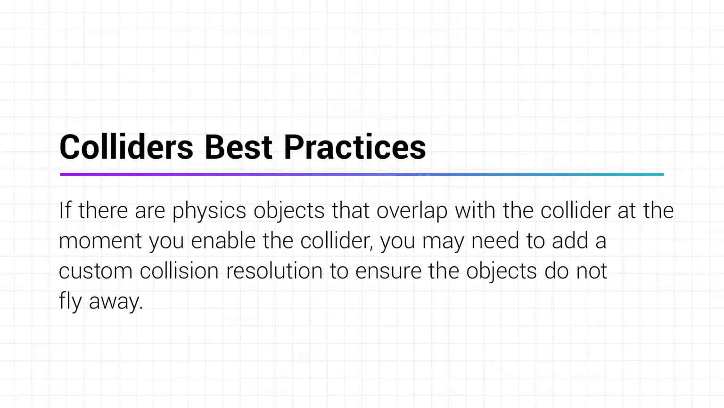If there are physics objects that overlap with the fist collider at the moment you enable the collider, you may need to add a custom collision resolution to ensure that the objects do not fly away. Typically, Unreal Engine handles this case without a problem. However, as you add more objects or more complexity, the default solution may no longer work out of the box.